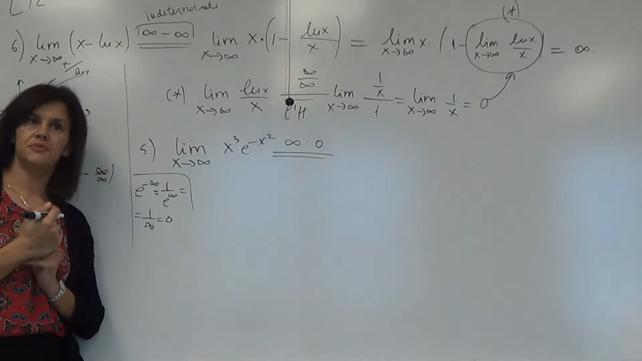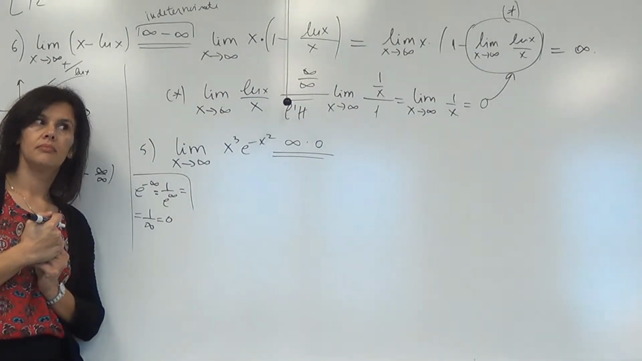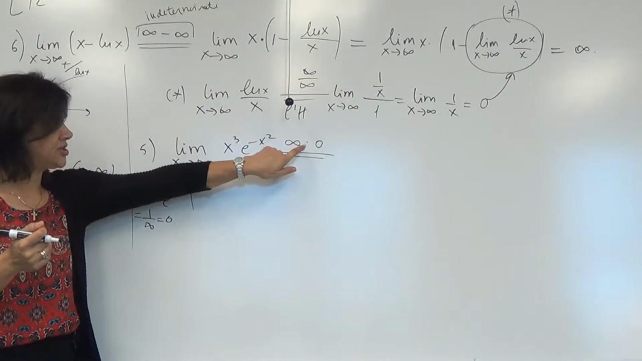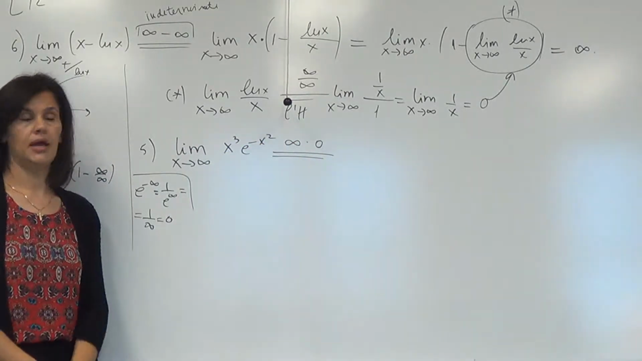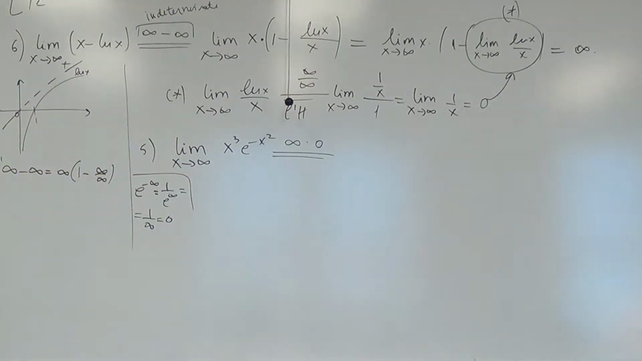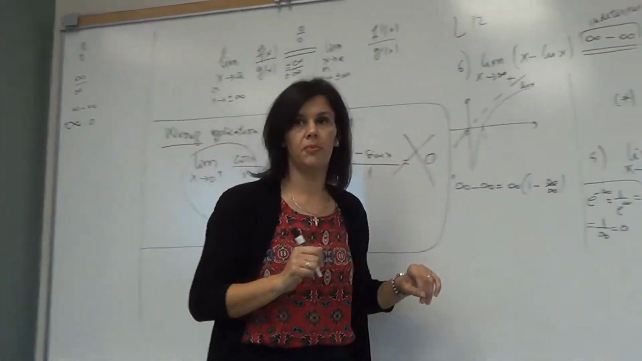So infinity times 0. Why is it not 0? Because any number times 0 can be 0, but any super large number times a tiny number can be that large number. So this one can be either infinity or 0. So this is another indeterminate case. Infinity times 0. How do we write this one in L'Hopital form?